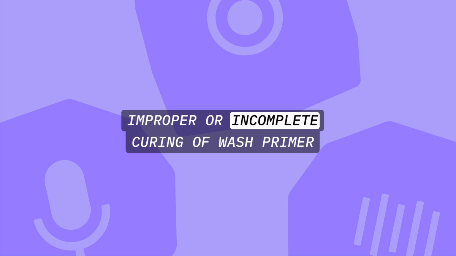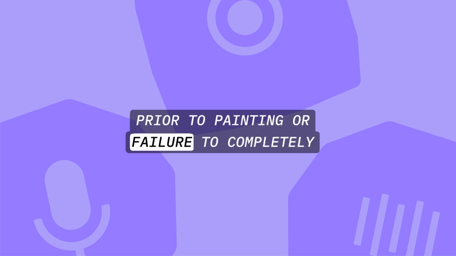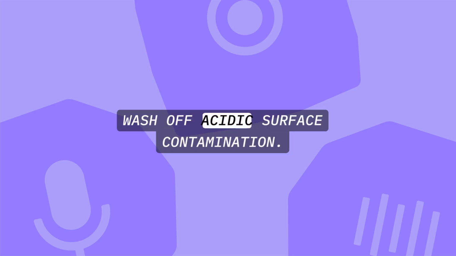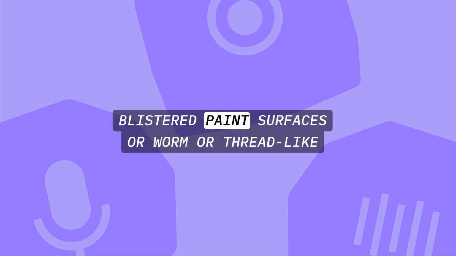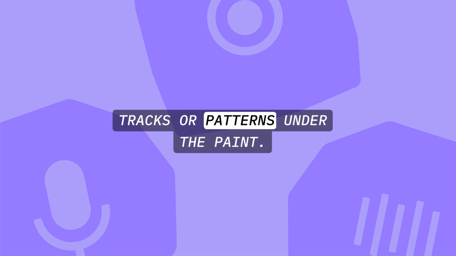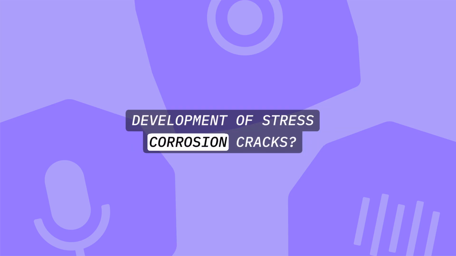Improper or incomplete curing of wash primer prior to painting, or failure to completely wash off acidic surface contamination. What are the visible signs of filiform corrosion? Blistered paint surfaces, or worm or thread-like tracks or patterns under the paint. What are the two primary factors that may cause development of stress corrosion cracks?